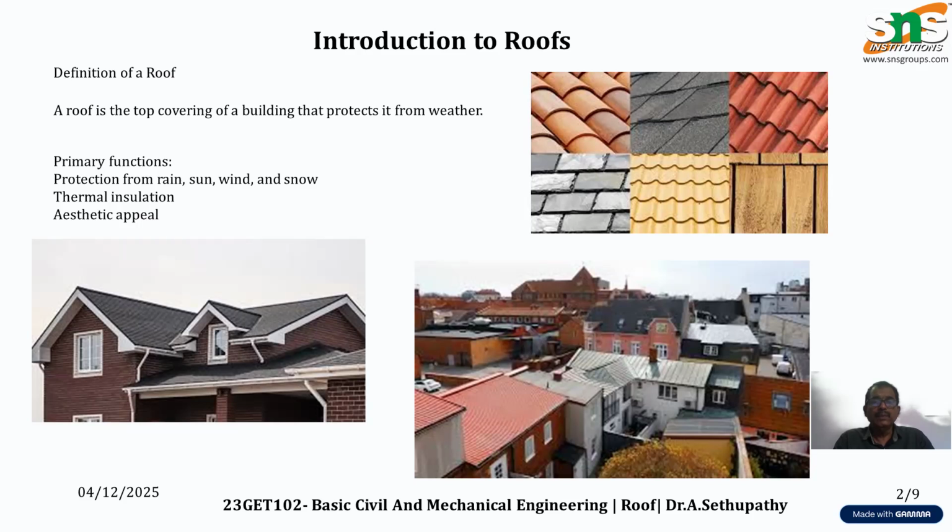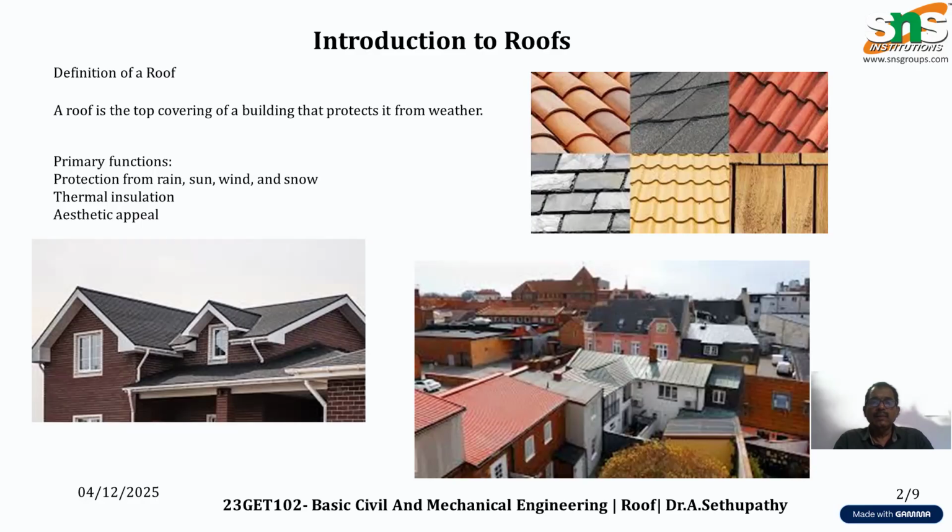By definition, a roof is the top covering of a building. So the top area of the building is called the roof, and it also protects from weather conditions. The primary function of the roof is protecting from rain, sun rays, wind blows and snow.